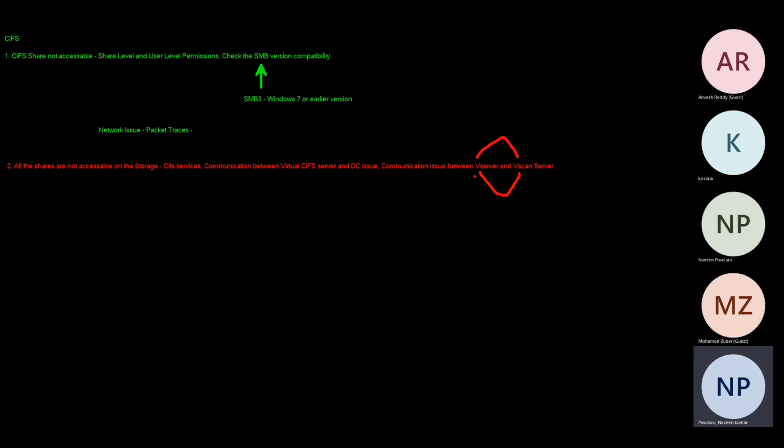Once you enable it again, it will not allow you to access if the communication is not there between your vServer and antivirus scanning server. These are the things you need to take a look at when you get a complaint that all shares are inaccessible, not a particular share. All shares from that storage, a particular storage system, are inaccessible. Then you need to take a look at these things. Any questions so far?